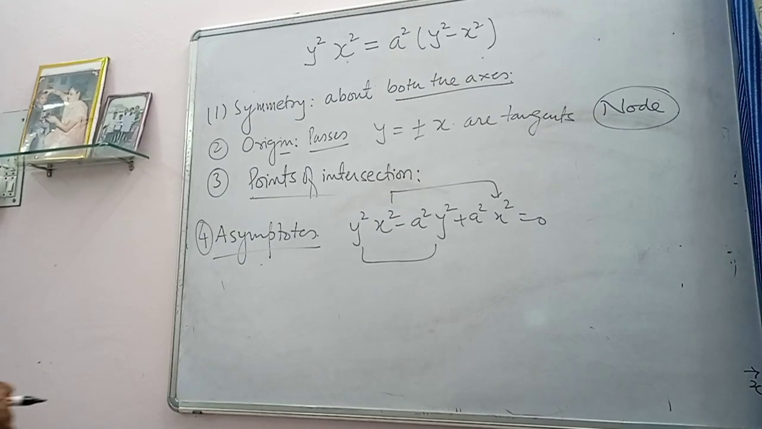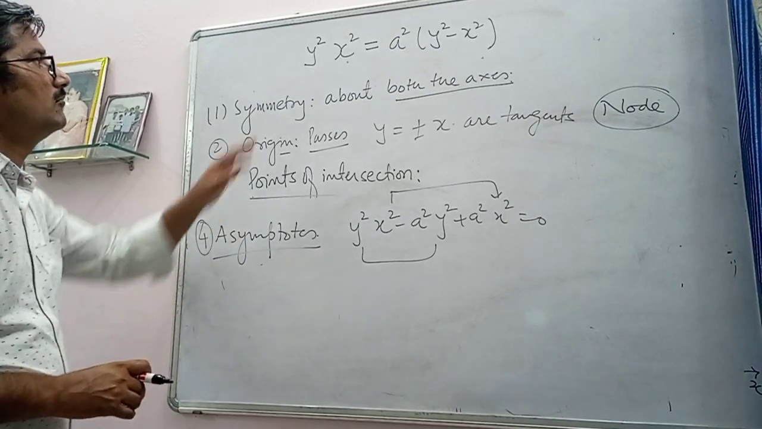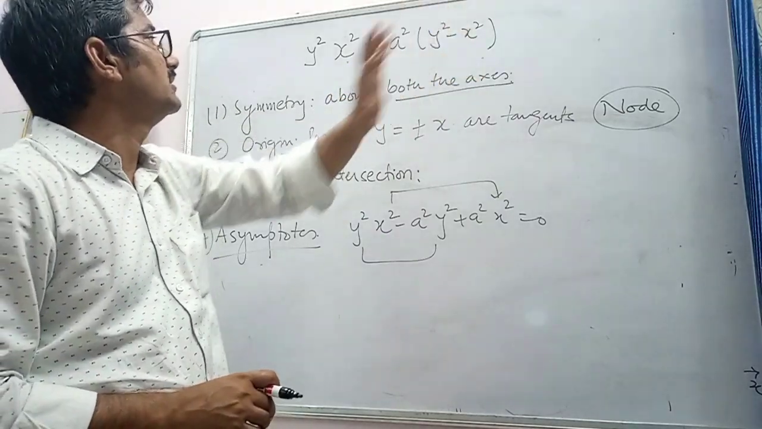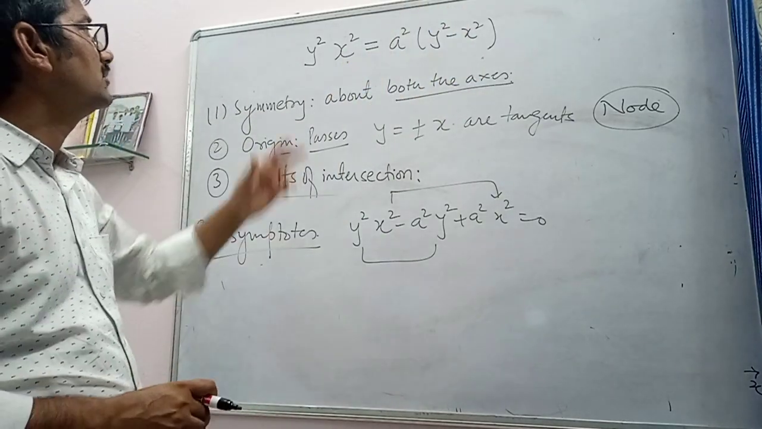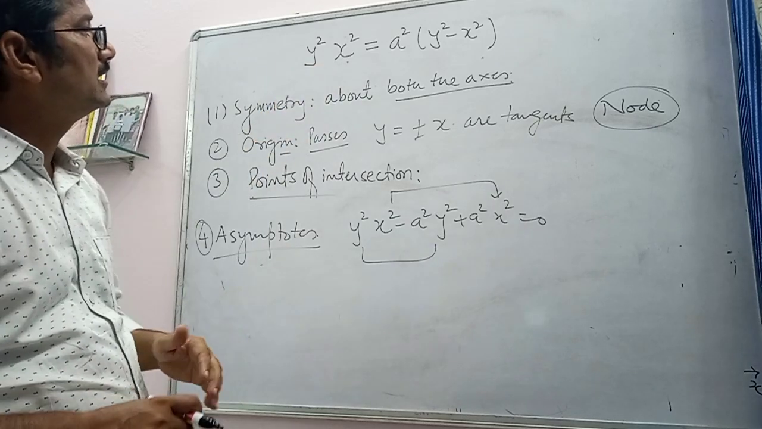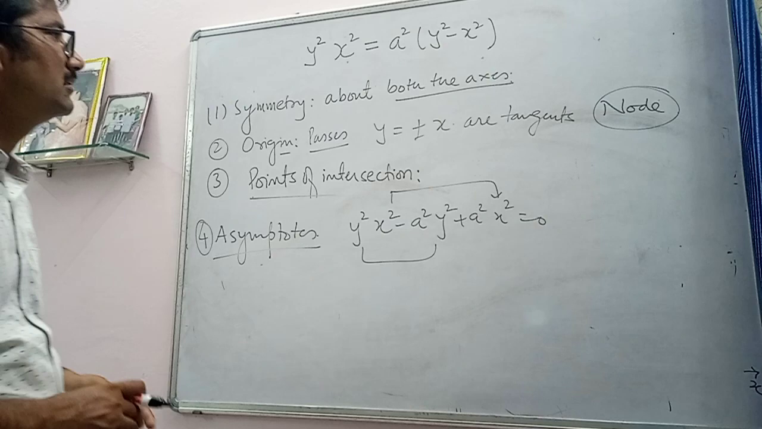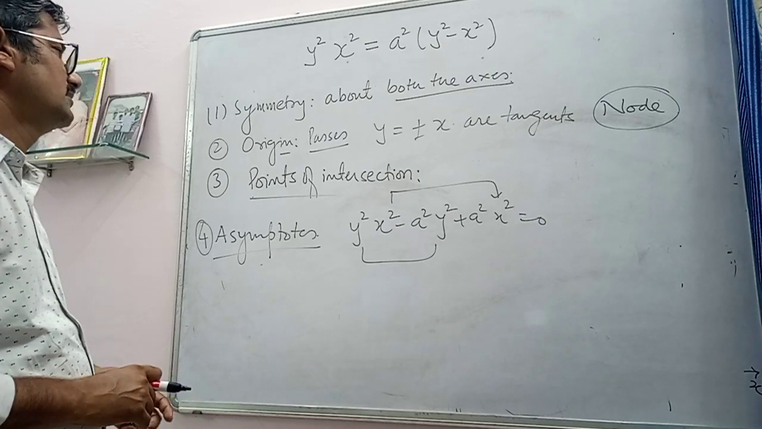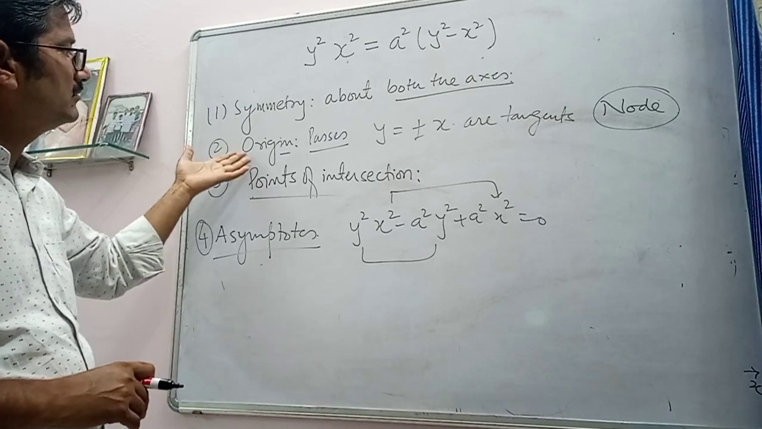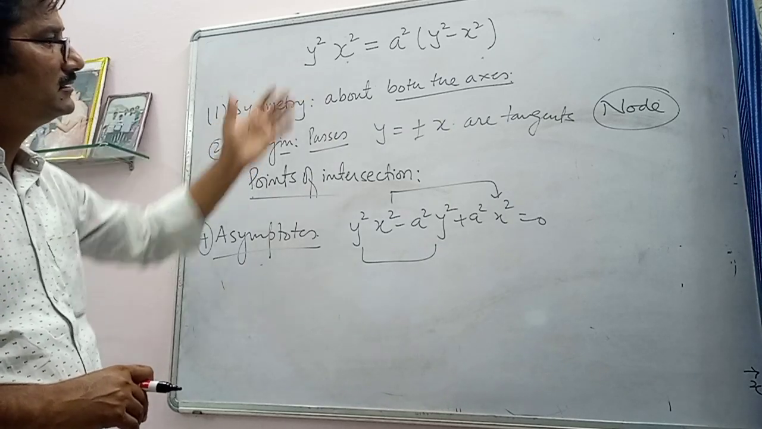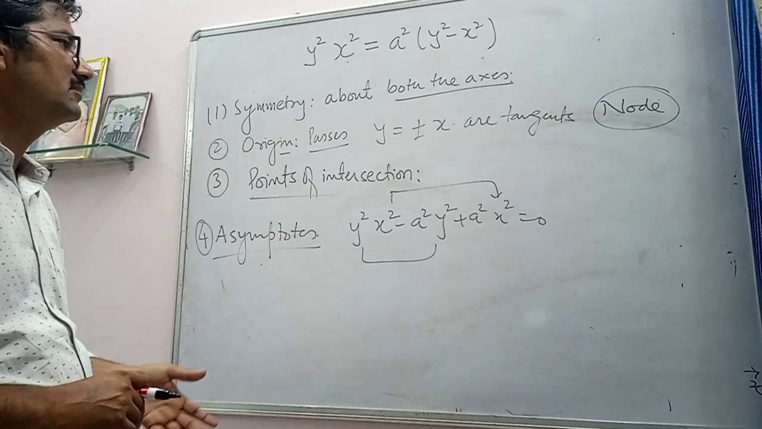So friends, the next example is y square x square is equal to a square into (y square minus x square). Since all the powers of y as well as x are even, the curve is symmetric about both the axes. Next we have to check whether the curve passes through the origin. Yes, it does not have any constant, so it passes through the origin.